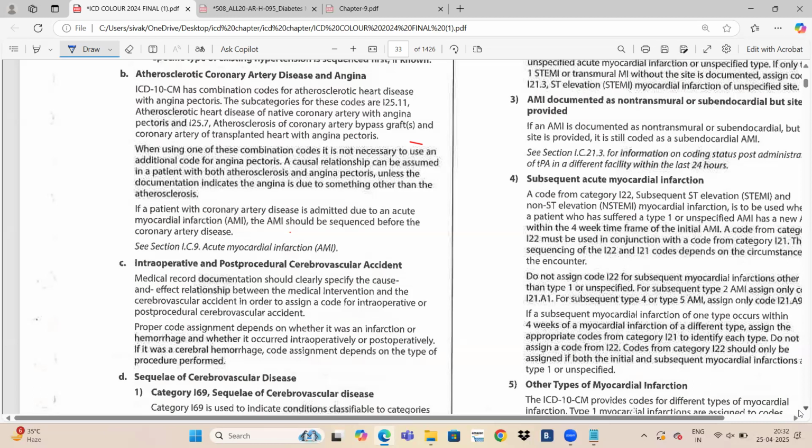Sir, if a heart transplant is done and heart failure is given, can we code that? Heart transplant and heart failure, it is a complication or not? Transplanted heart failure should be a complication, right? Yes, it's a complication. Then how will you combine the complication? You will get a T series code, right?